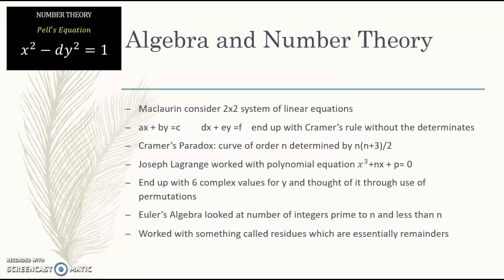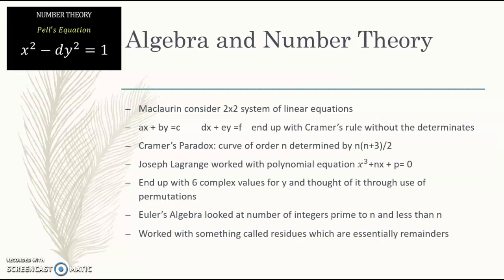Okay, algebra and number theory. We have Maclaurin, who considered a 2x2 system of linear equations, ax plus by equals c, dx plus ey equals f, and ended up with Cramer's rule without the determinants. We also have Cramer's paradox, which is that a curve of order n is determined by n times (n plus 3) over 2 points. And you see here Lagrange popping up again with work with polynomials of the cube root. And you end up with 6 complex values for y, and he thought of it as a use of permutations.